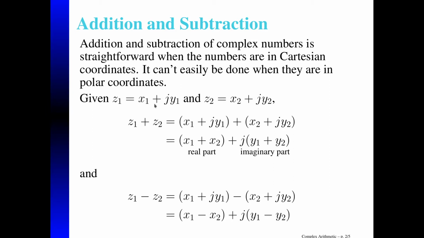So if I have z1 is equal to x1 plus jy1 and z2 is equal to x2 plus jy2, you just add the real parts and then add the imaginary parts. So here's z1, here's z2, and so the real parts are x1 and x2, that's this, and the imaginary parts are jy1 and jy2, that is this with the j factored out. And subtraction is similar to that, right? Now I'm subtracting the real part of z2 from the real part of z1 and the imaginary part of z2 from the imaginary part of z1.